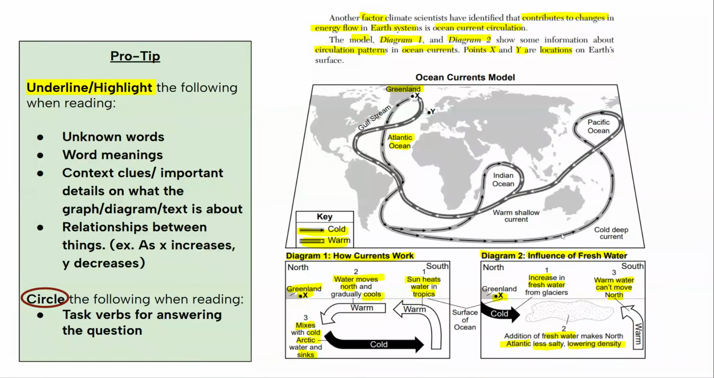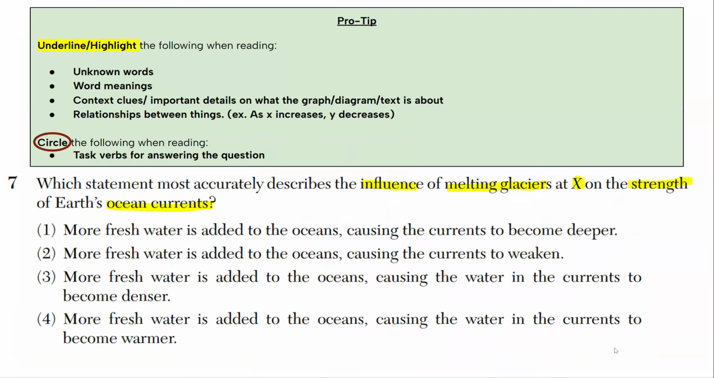3, warm water can't move north. Before, it was moving northwards, but now since the North Atlantic is less salty, it can't move north. So it seems the addition of fresh water to the North Atlantic is disrupting the flow of the ocean currents, of warm water flowing north and cold water moving towards the south, towards the tropics.